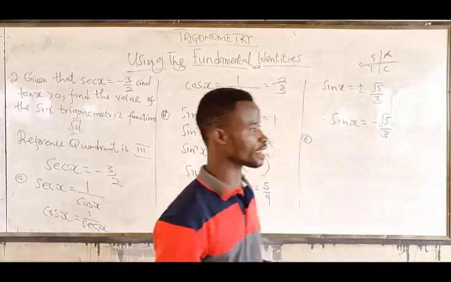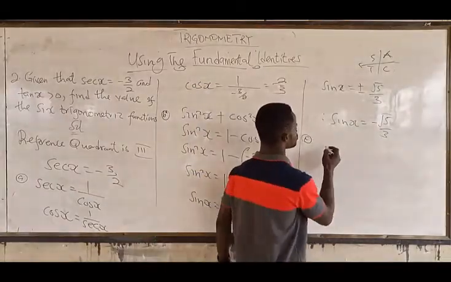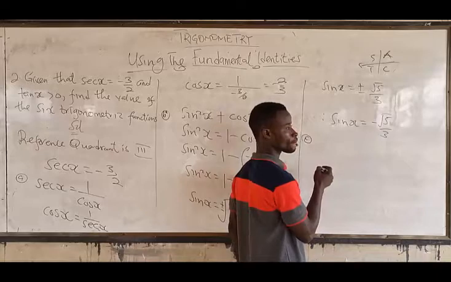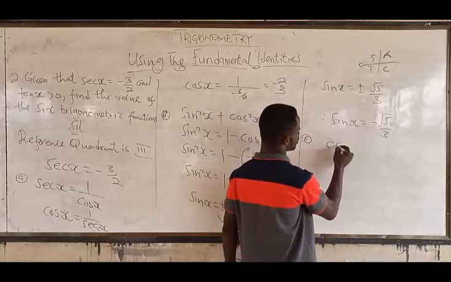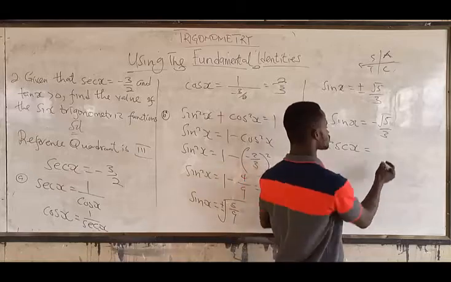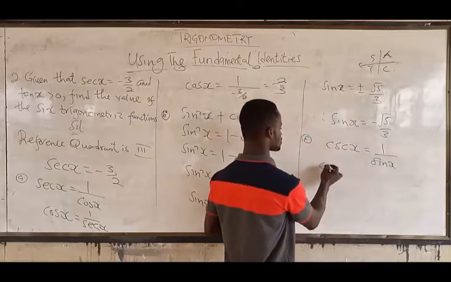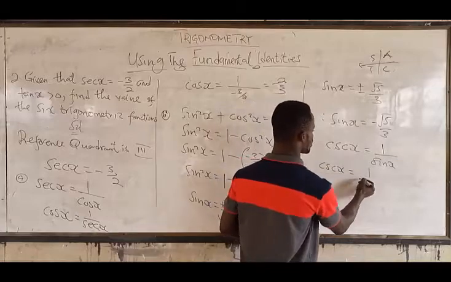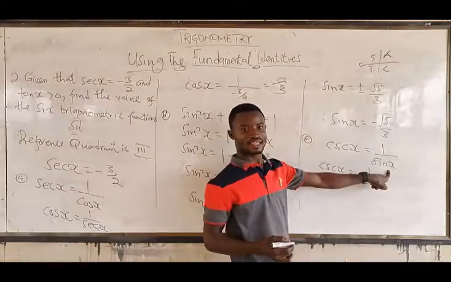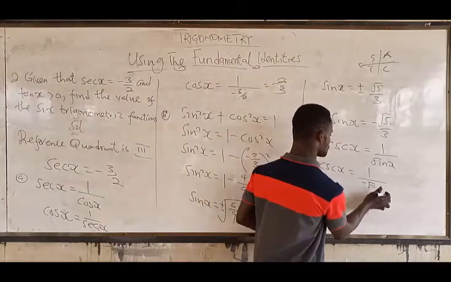Let's go for cosec because we know sin. Cosec x is the reciprocal of sin, so that is 1 over sin x. So cosec x is going to be 1 over sin, and sin is negative square root of 5 over 3.